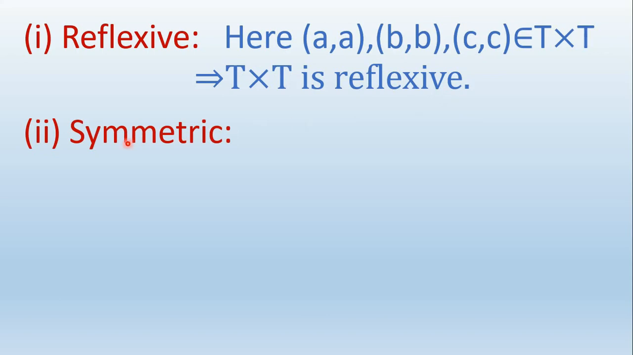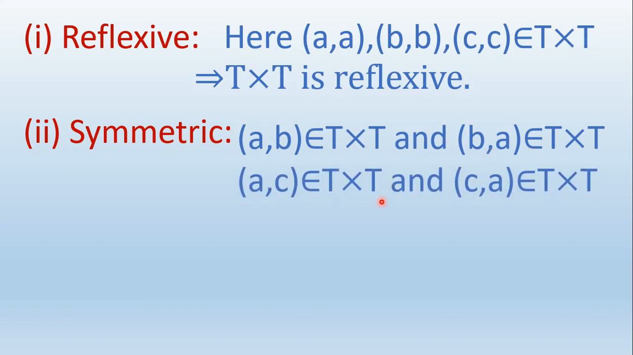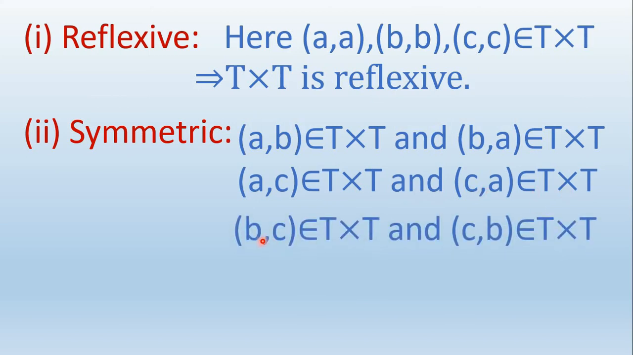Secondly, we have to show that the relation is symmetric. (a, b) belongs to T cross T and (b, a) belongs to T cross T. (a, c) belongs to T cross T and (c, a) belongs to T cross T. (b, c) belongs to T cross T and also (c, b) belongs to T cross T. So T cross T is also symmetric.